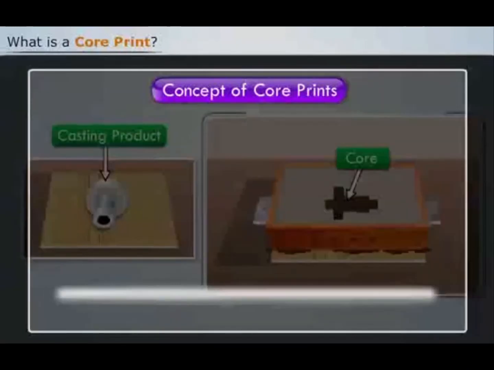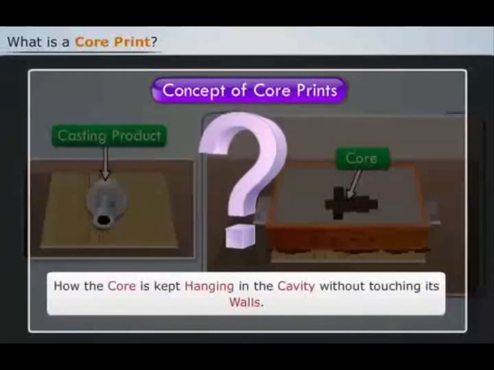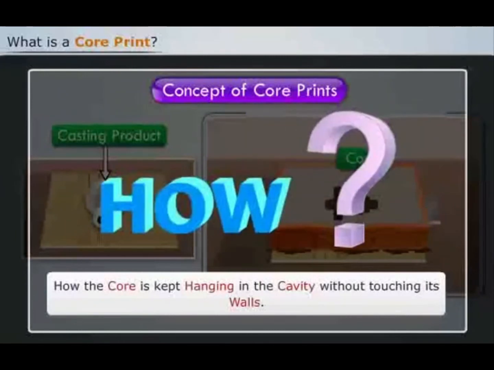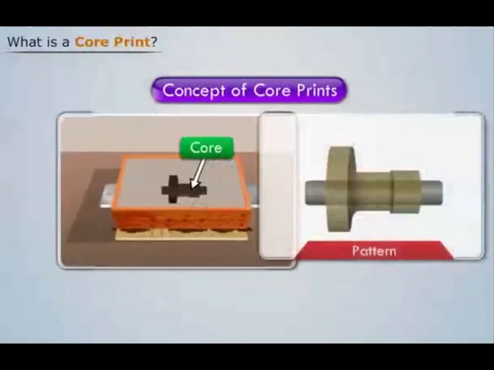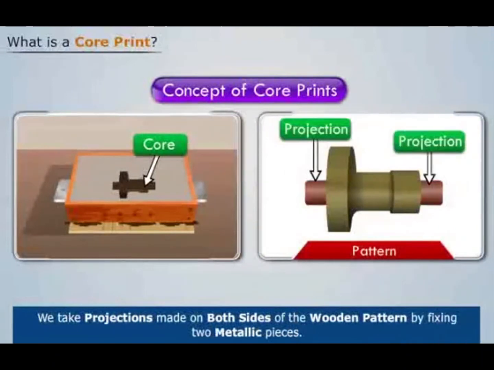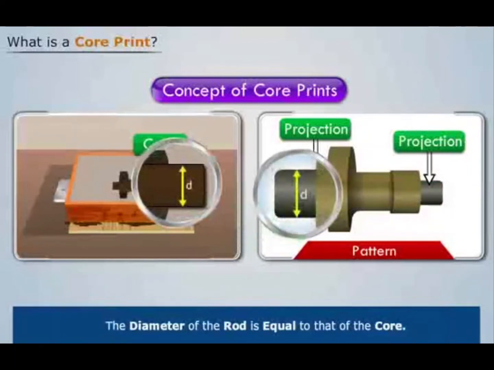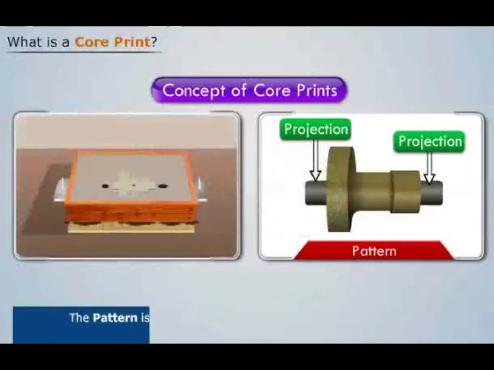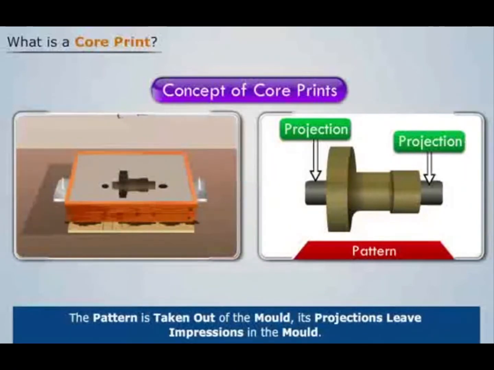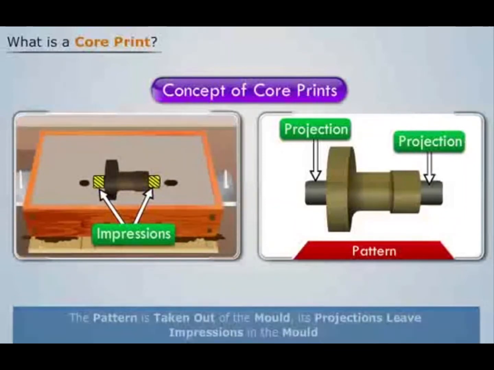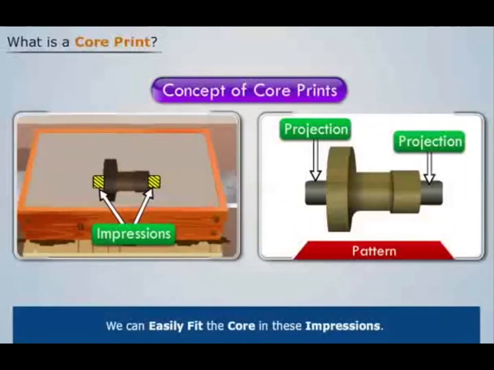You must be thinking how the core is kept hanging in the cavity without touching its walls. Let us understand how. For this, we take projections made on both sides of the wooden pattern by fixing two metallic pieces. The diameter of the rod is equal to that of the core. When the pattern is taken out of the mold, its projections leave impressions in the mold. Now we can easily fit the core in these impressions.